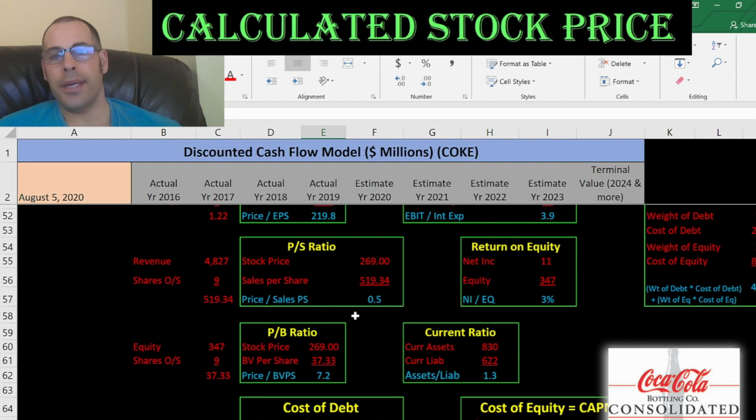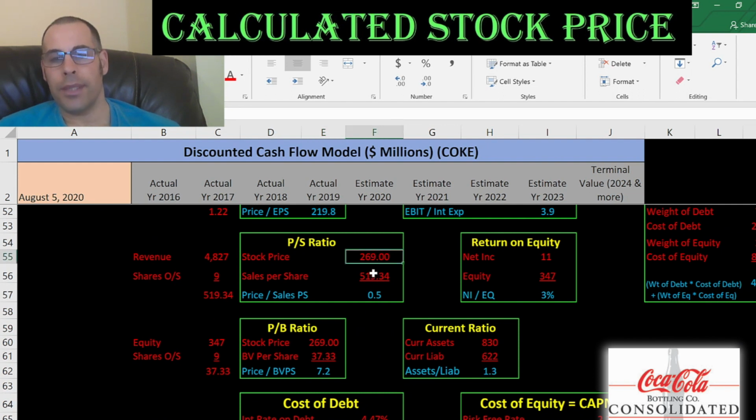Let's look at the price-sales ratio. That's stock price over sales per share. To get sales per share, that's revenue over shares outstanding. I like to see below 2.5. They're at 0.5. If a company has under 1 price-to-sales ratio, that's considered an amazing value. They're providing a great value for their revenue relative to their stock price. They just need to convert that revenue to earnings.